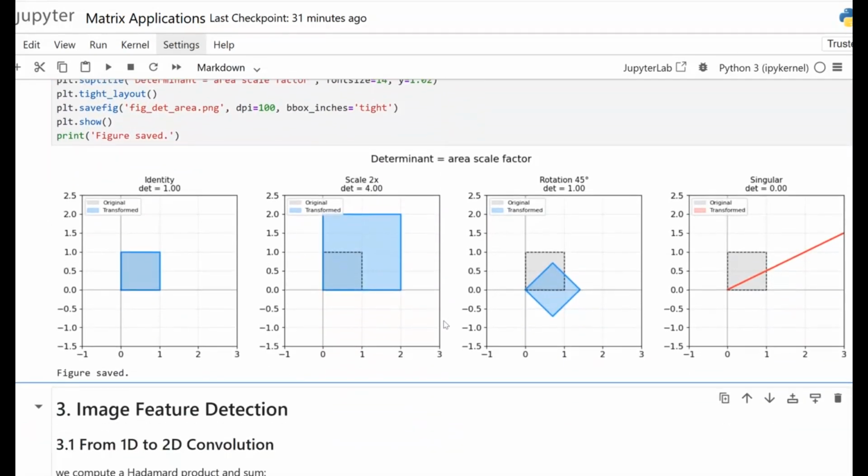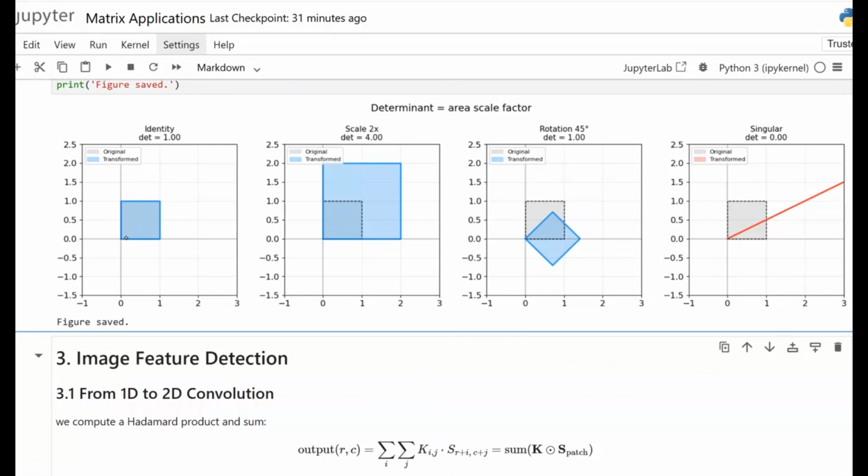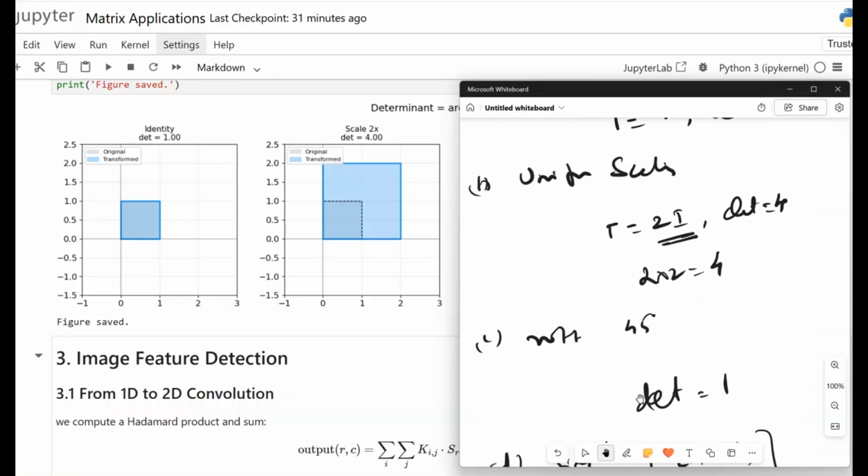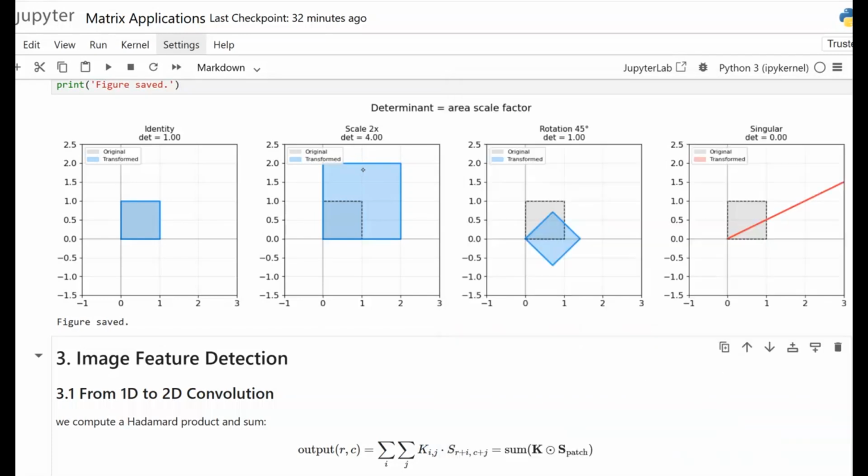And here we have the identity. There is no change, and area is also preserved. When coming to the scaling, as 2 times scaling, our determinant is equal to 4. So each axis is doubled, as I have already specified. We have 2 into 2, which is equal to 4 times larger. That is what we got here.